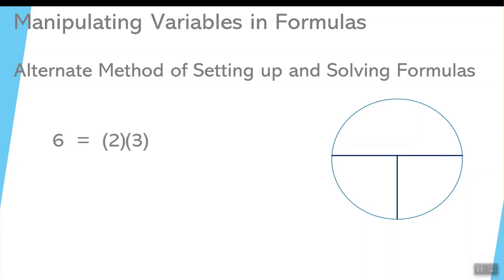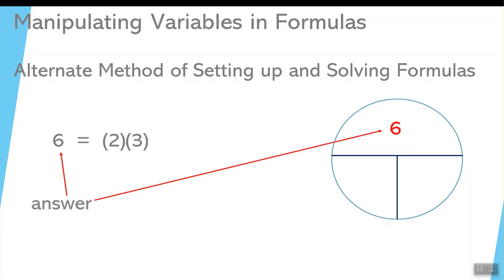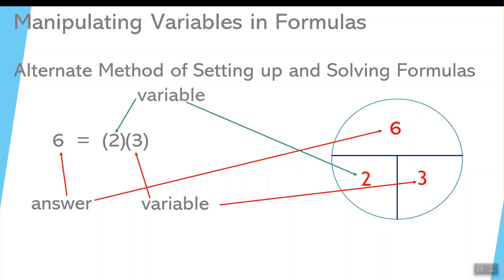If we take a known little formula, 6 equals 2 times 3, whatever is by itself, the 6, goes on the top. That's going to be the answer. And the ones in the bottom, the variables, they go on either side on the bottom. It doesn't matter which side they go to, they just go in the bottom. And you'll notice that the bottom 2 and the 3, they are multiplied together if they're side by side.